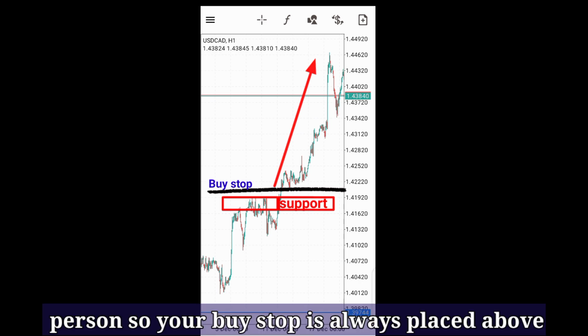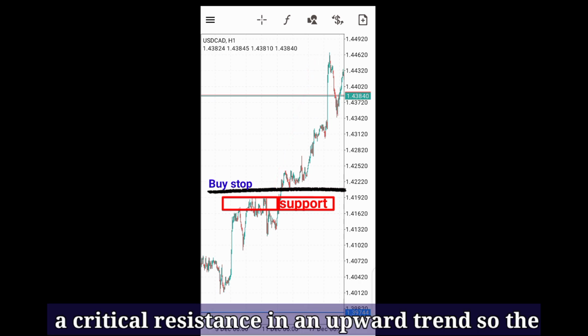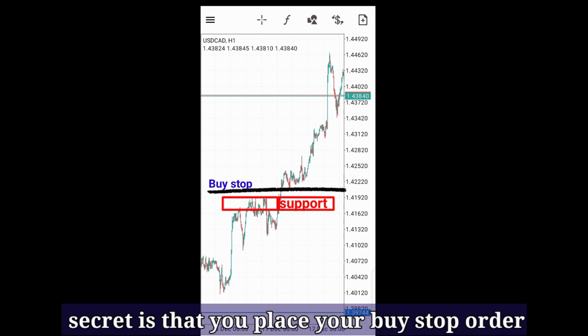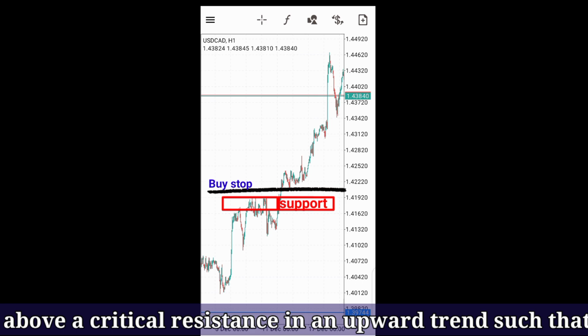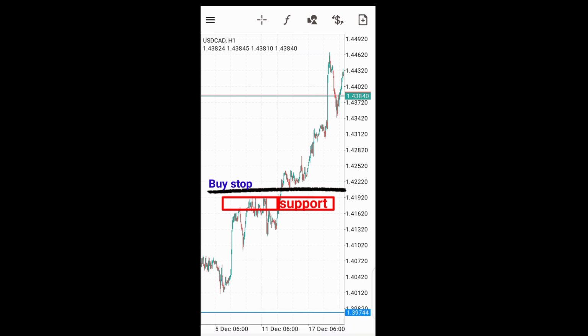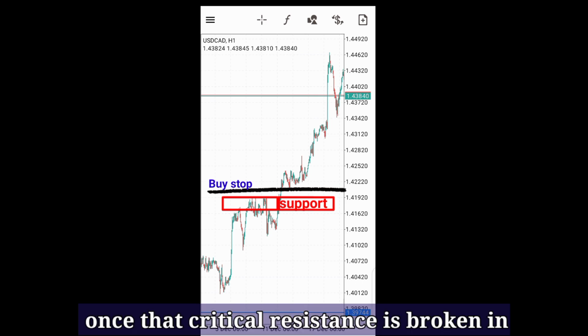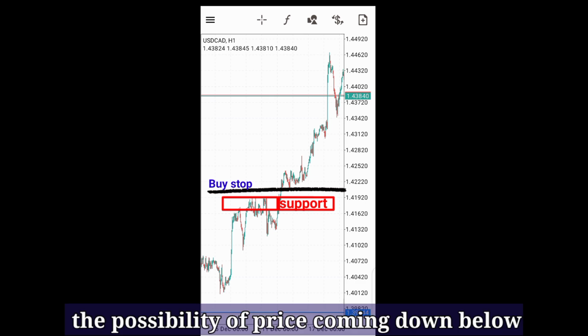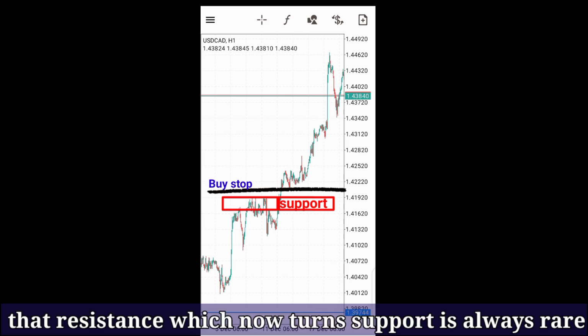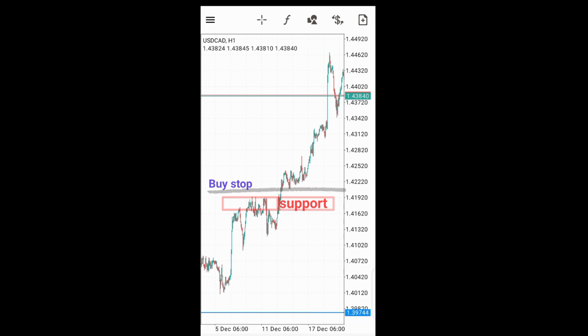So your buy stop is always placed above a critical resistance in an upward trend. The secret is that you place your buy stop order above a critical resistance in an upward trend, such that once that critical resistance is broken in that upward trend, the buy stop order is triggered, and the possibility of price coming down below that resistance, which now turns support, is always rare.